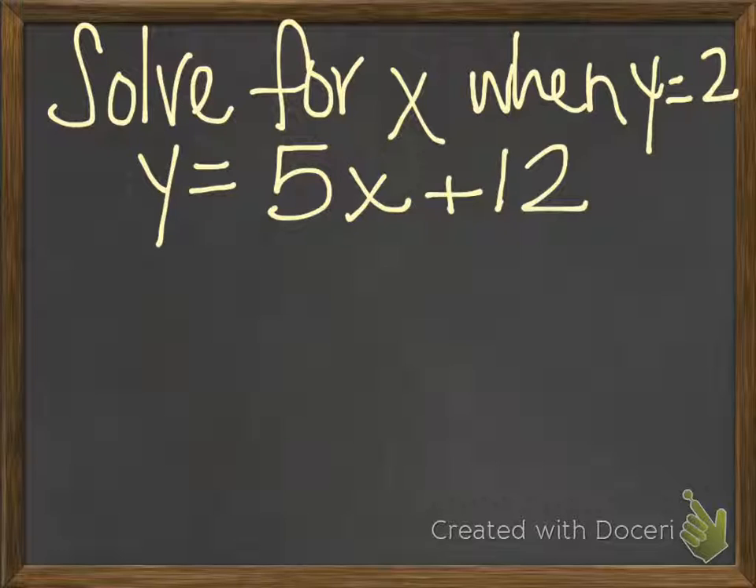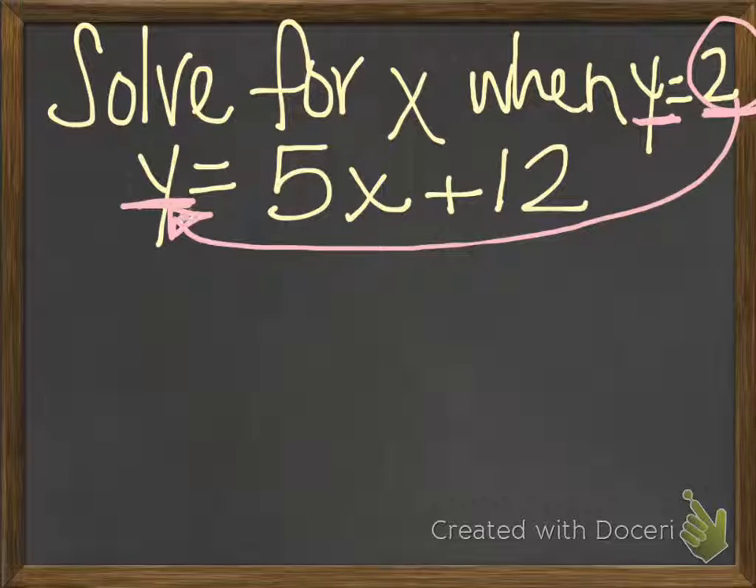And you have that y equals 5x plus 12. Well, they gave you some information. They gave you that y equals 2. So that means 2 is the same thing as y. Now, those two things look different, but they're the same. Now we have y here. We can take this 2 and substitute it for this y in order to find x. So let's take care of that. Let's do it. So what we're going to do, we're going to put in 2 for y.